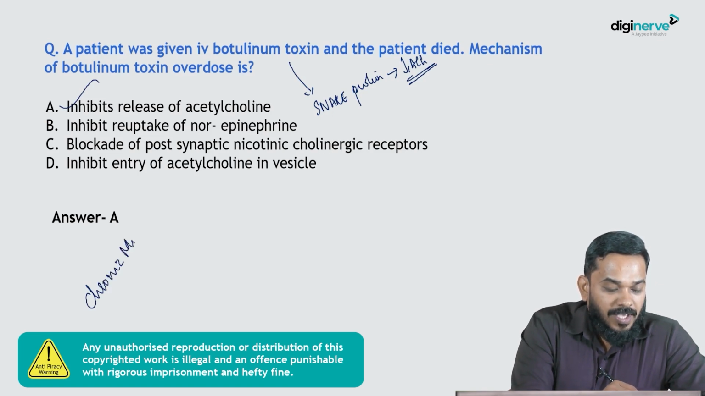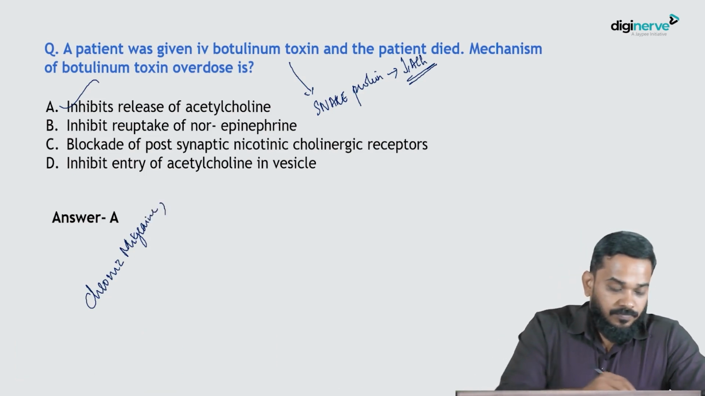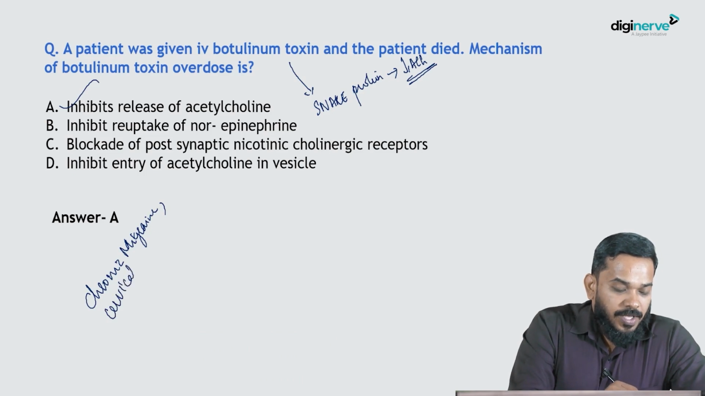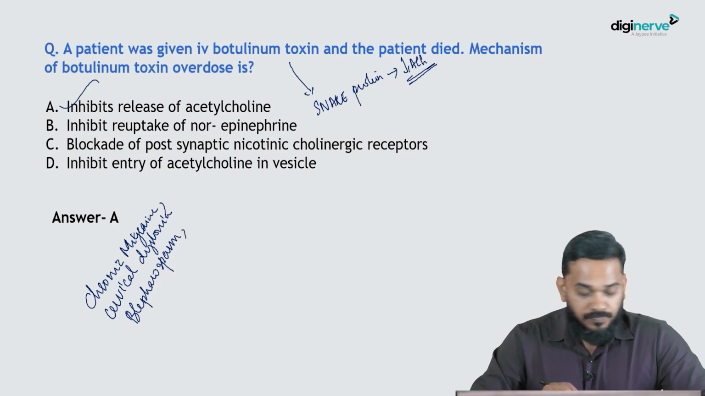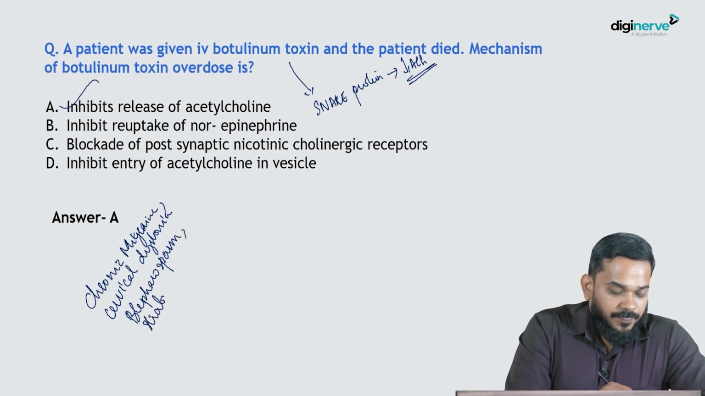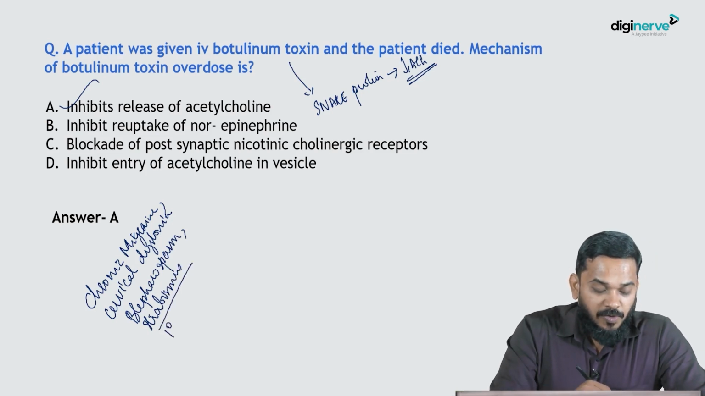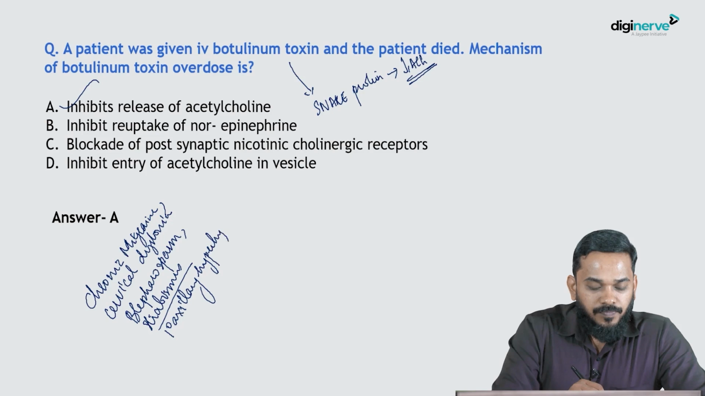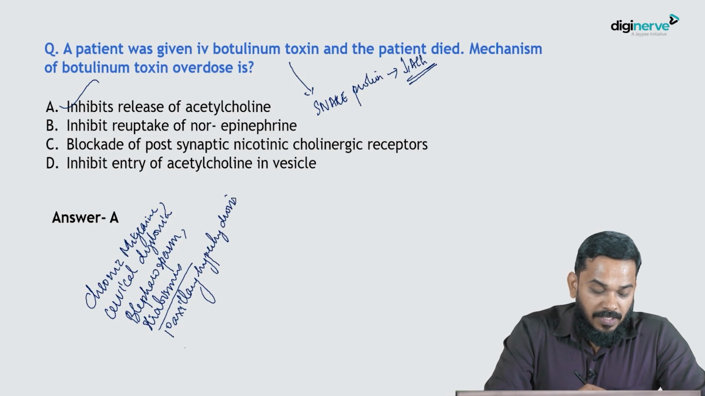These include chronic migraine, cervical dystonia, blepharospasm, strabismus. It is also used for the treatment of primary axillary hyperhidrosis, where there is excessive sweat production in the axilla.